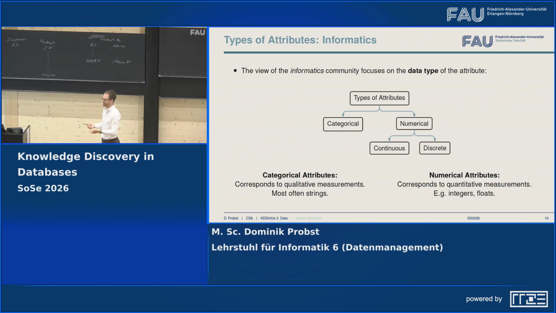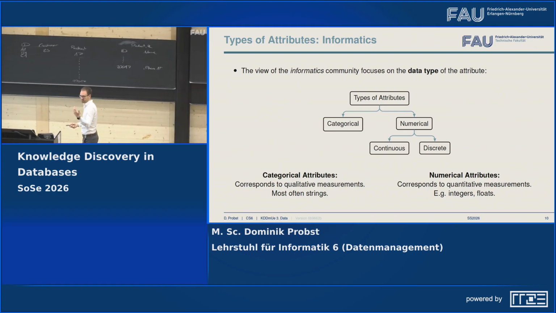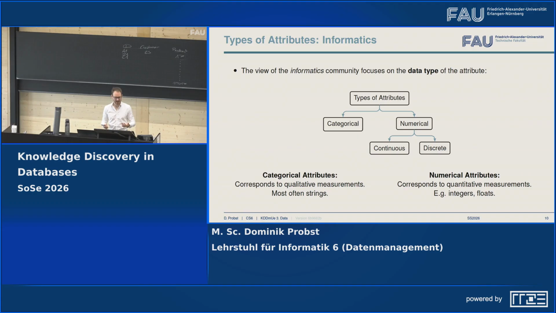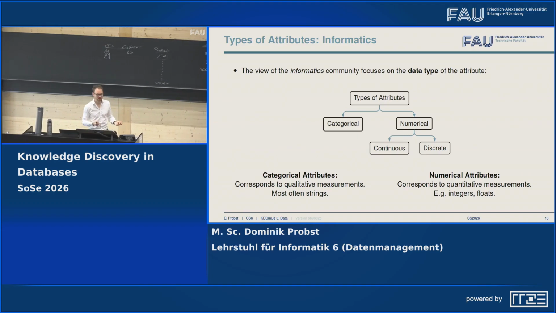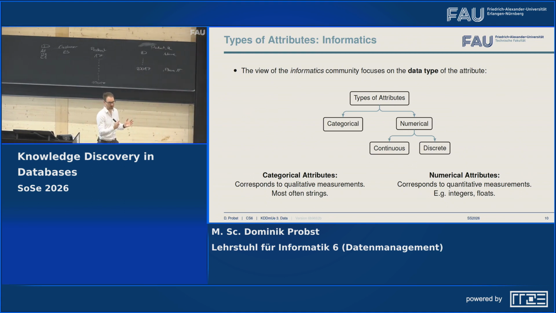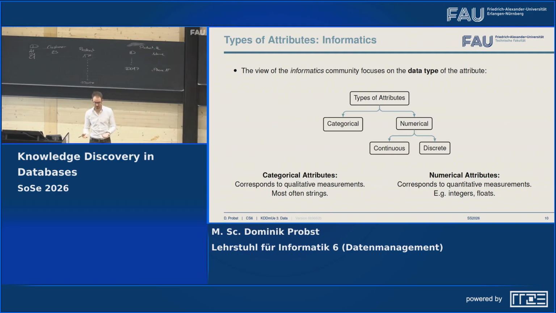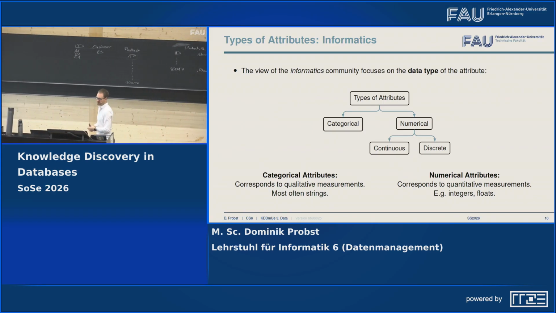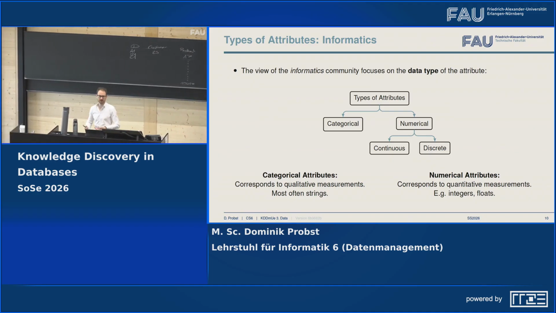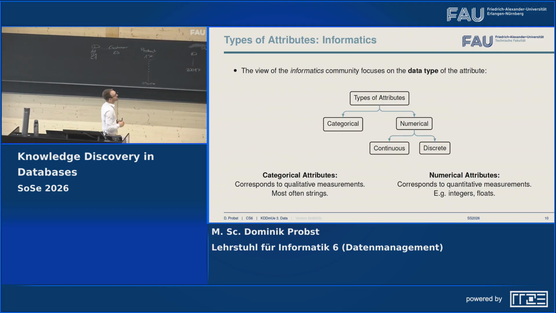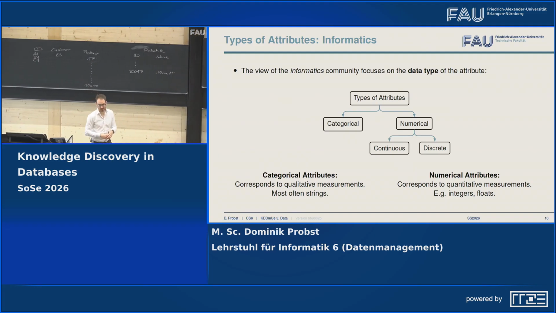So, for example, we have names, everything that isn't really a number, and it's most often about strings. It mostly corresponds with qualitative measurements. On the other hand, we have numerical data. Numerical data are, for example, integers, floats, and things like that. These are mostly corresponding to quantitative measurements.